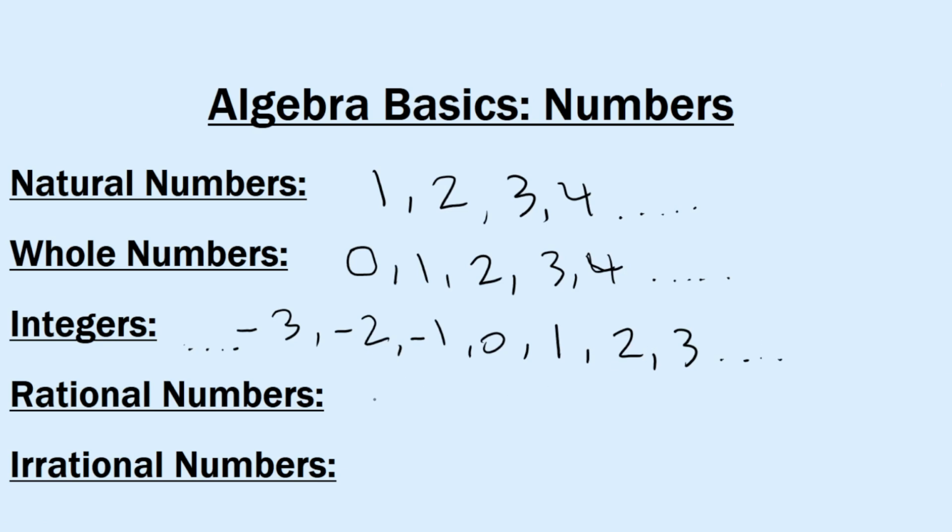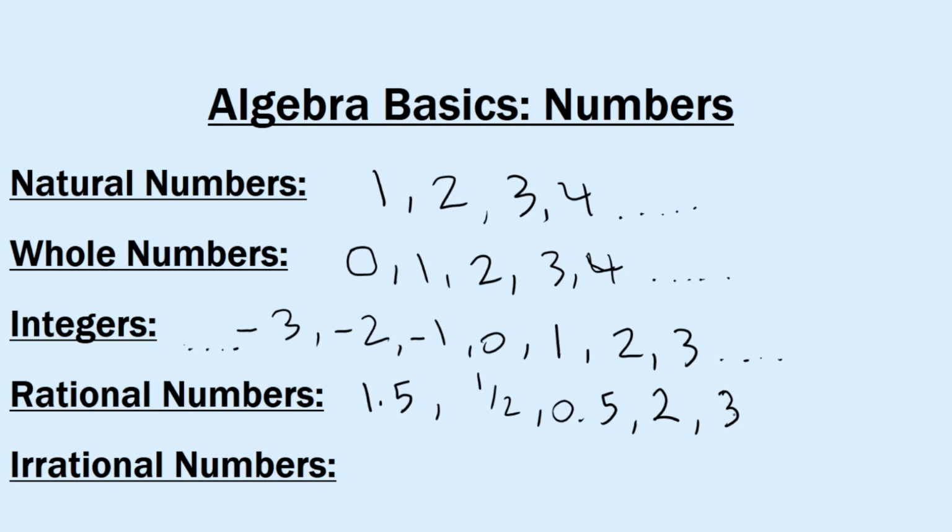Now, rational numbers are all of the numbers in between. So, for example, what's between 1 and 2? What's exactly halfway between them? There's 1.5. What's between 0 and 1? That's a half, which can also be written as 0.5. These are rational numbers. And also, all these integers are also rational numbers. 2 is a rational number. 3 is a rational number.